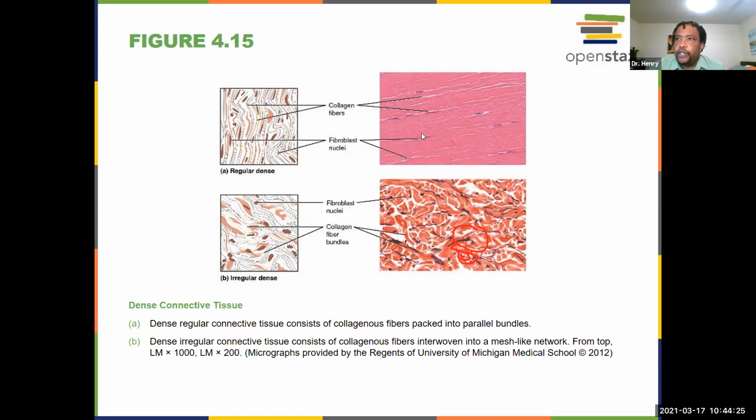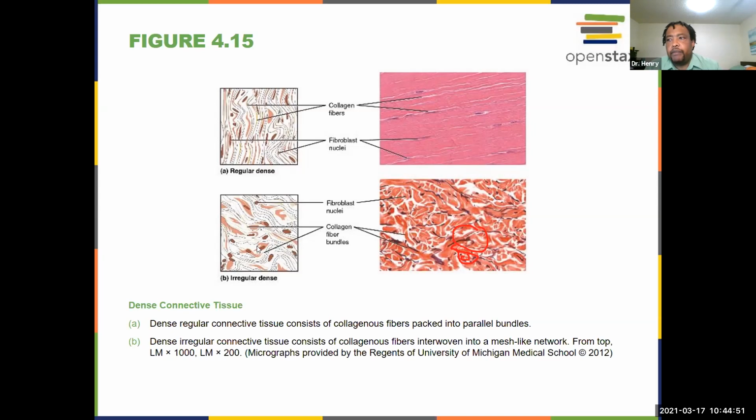They show you the nuclei, and this is what it really looks like. You can see the nice little nuclei forming there, and you can see the strands of collagen fibers in there. These are pretty dense, so they're not loosely connected. These are going to be regular dense, and this one has irregular dense.